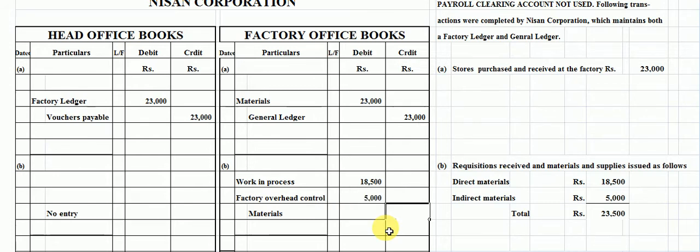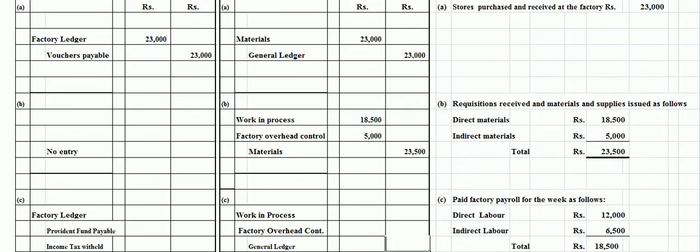and credit the materials because the material is going out of the storeroom to production, 23,500 rupees here. This is the sum of direct and indirect materials. Students, this is the second transaction which has been passed. Now let's move below.